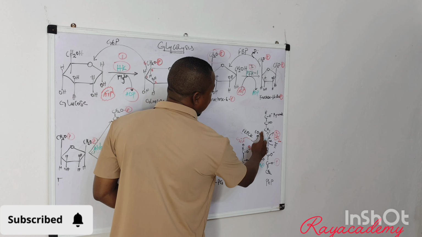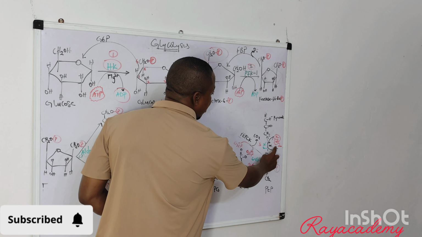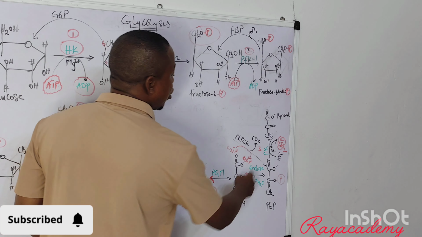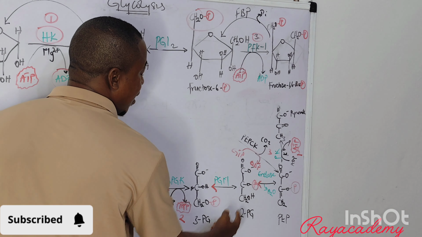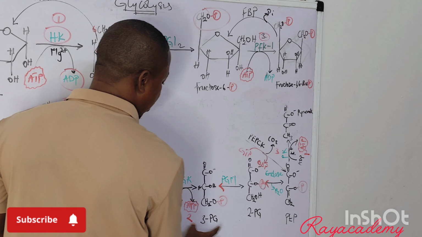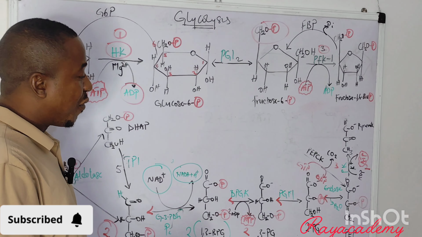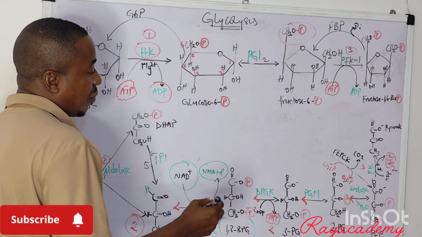So pyruvate kinase will phosphorylate ADP to form ATP. So here we find out that we have 2 ADP coming in and 2 ATP produced. So at the end of the day, this is where the ATP is being produced. This is another way ATP is being produced. How many ATP do we have in total? We have a maximum of 4 ATP produced from glycolysis.